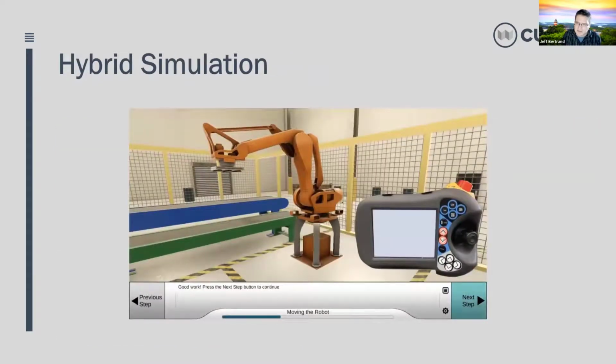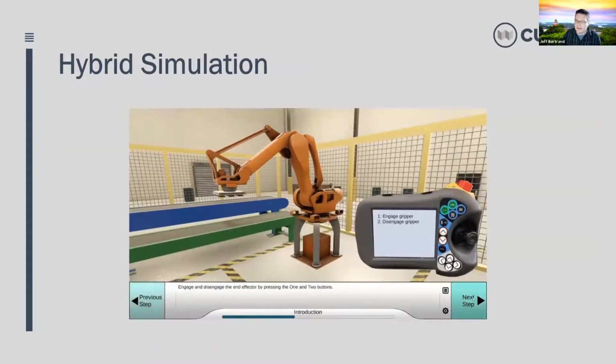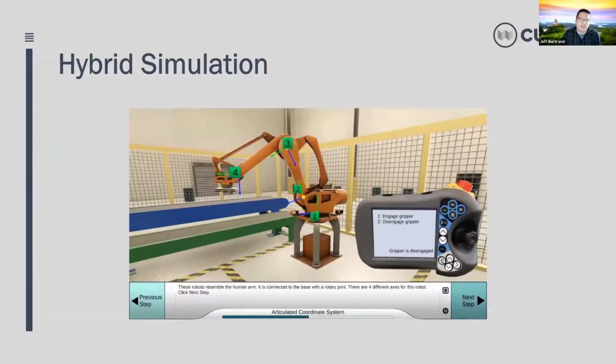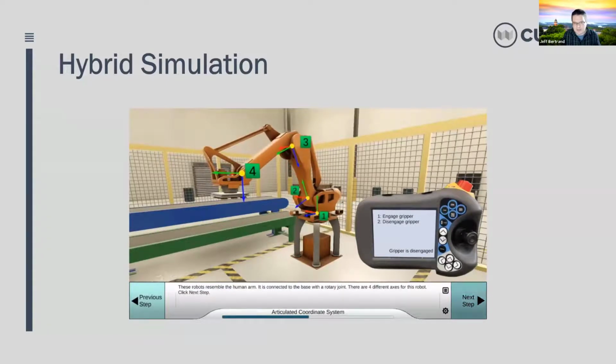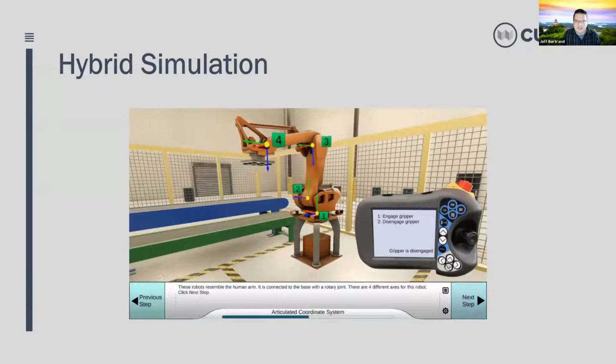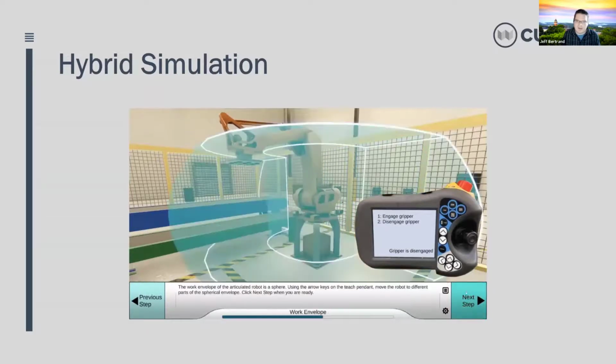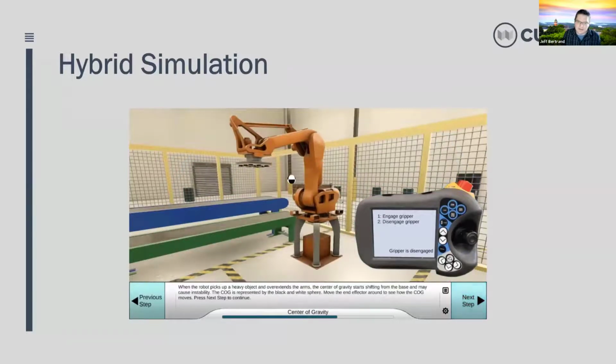And some simulations don't really fall into a category. So this is an example of a hybrid simulation. This is our articulated arm robot. So this has aspects of visualization. It's kind of a nonlinear task, but there's also kind of a procedure. So here's the 3D working envelope that the student needs to know about. So this gives them an idea of what that looks like.